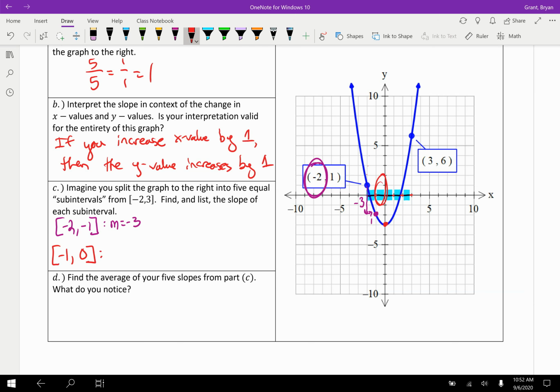Looking at this interval up here, those are the points that correspond on the graph. This to me looks like it's going down 1 and to the right 1. So our slope is going to be -1. And then we look at a few more.